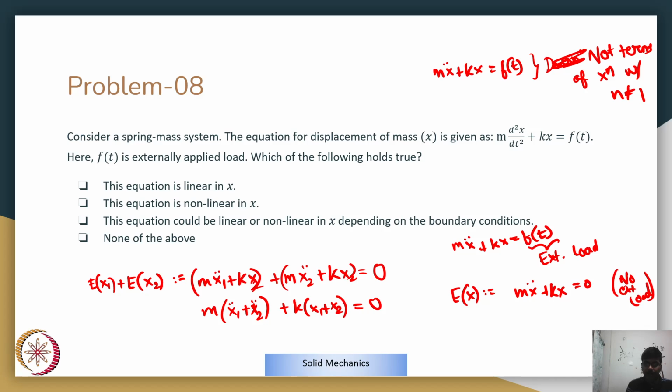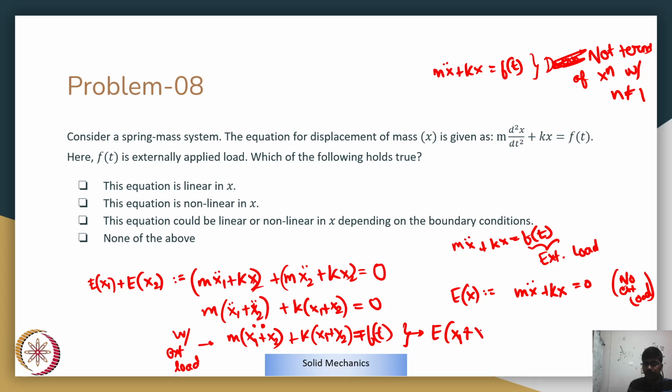Again, with external load, this whole equation would look like m (x1 plus x2) double dot plus k times (x1 plus x2) plus f equal to f of t. This is how it would look with the whole external applied load. But you can see that this is nothing but an equation in x1 plus x2, right? This is an equation in x1 plus x2.